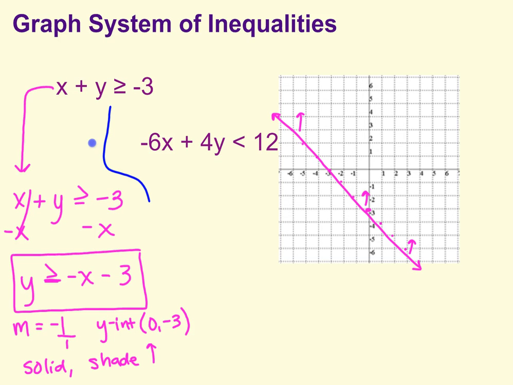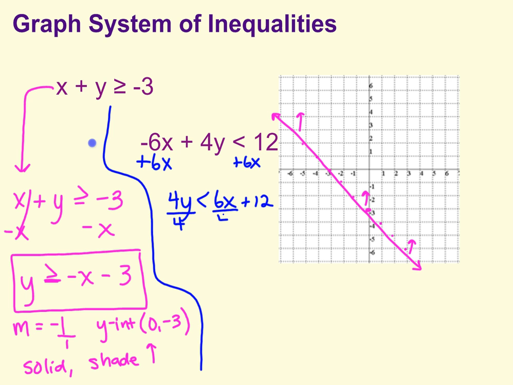Alright, so now we're going to do the exact same thing with our second inequality. Let's get y alone, so we have to get the x to the other side. 4y is less than 6x plus 12. Divide both sides by 4. And we have y is less than. Now 6x over 4, focus on the numbers. 6 over 4 can reduce by 2, so dividing by 2 you get 3 over 2. Go ahead and put the x next to it. And then 12 divided by 4 is 3.